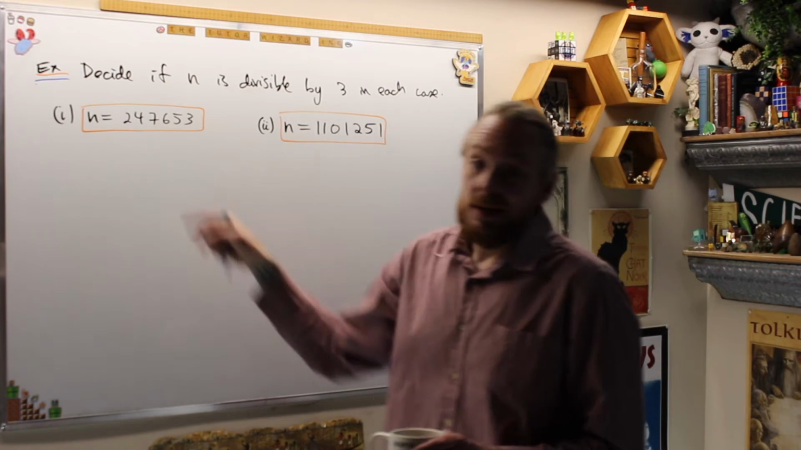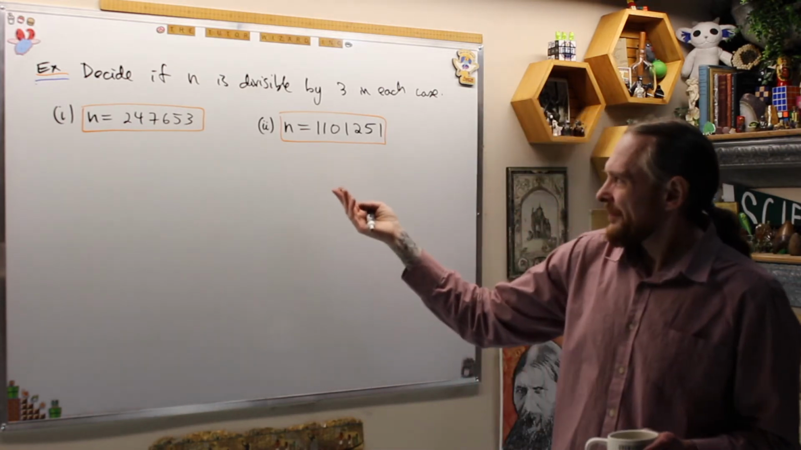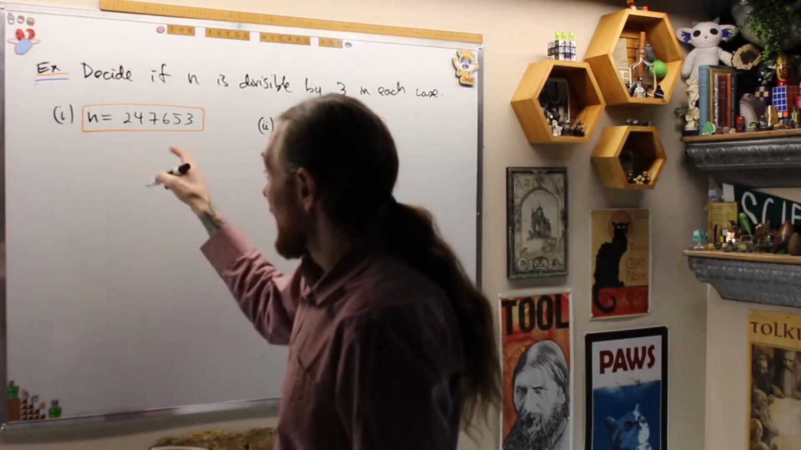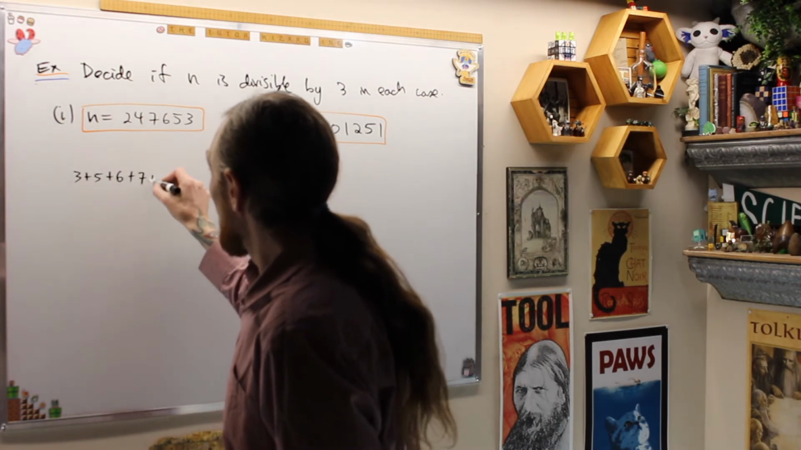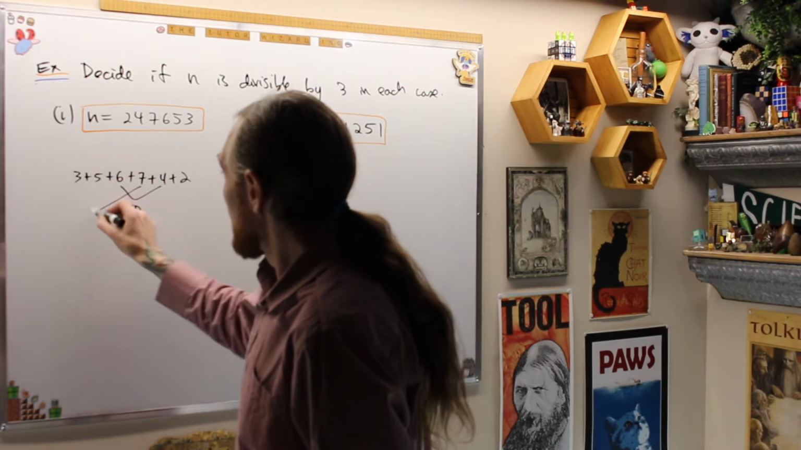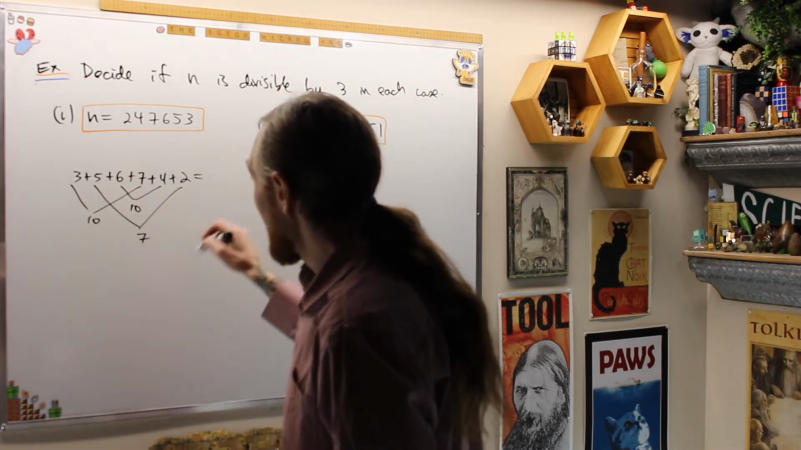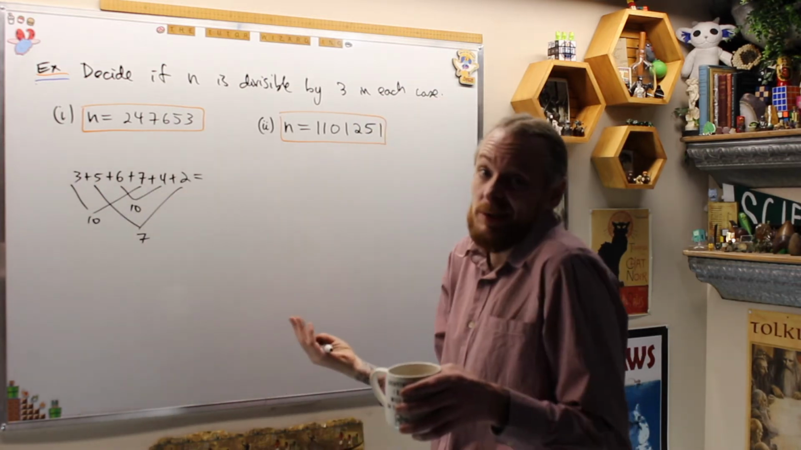If I have this horribly large number, well, this isn't even a horribly large number, but say I have a number in the hundreds of thousands or in the millions, how do I check? The fastest way is I look at the decimal digits. I look at 3 plus 5 plus 6 plus 7 plus 4 plus 2. This gives me 10. This gives me 10. And then this gives me 7. So that's how I'm adding it up. Or you can go straight across if you want, but group in groups of 10. It seems like we like to do that kind of stuff.